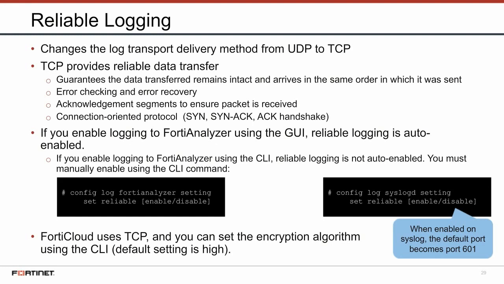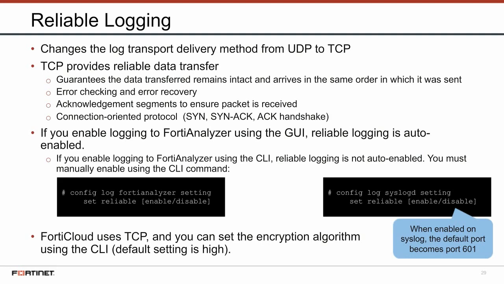When you enable reliable logging, that is, encrypt log transmission on the GUI on FortiGate, the log transport delivery method changes from UDP, User Datagram Protocol, to TCP, Transmission Control Protocol. TCP provides reliable data transfer, guaranteeing the data transferred remains intact and arrives in the same order in which it was sent.